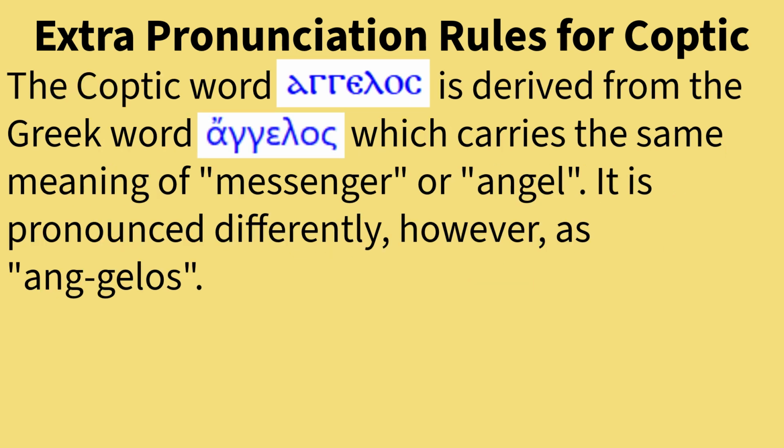And with that in mind, I've decided just to explain on this page that the Coptic word angelos is derived from the Greek word angelos, so like an ng sound for the first G there in Greek, which carries the same meaning of messenger or angel. It is pronounced differently, however, as angelos, which is quite different, as you can see, to the Old Bohairic pronunciation of the same word.